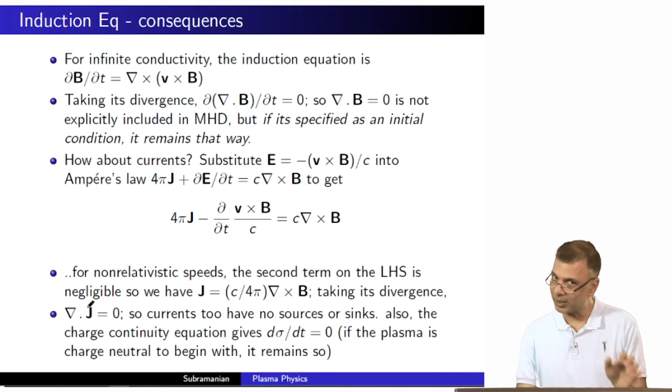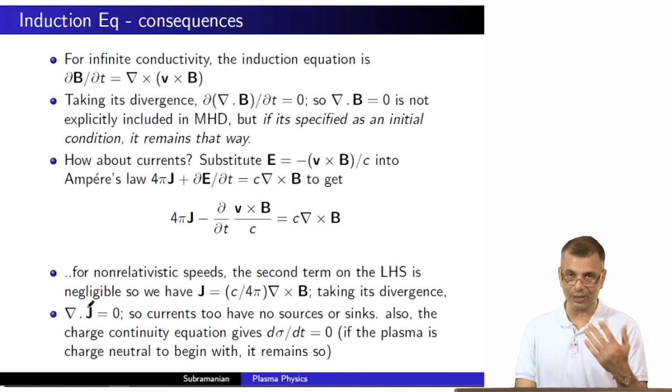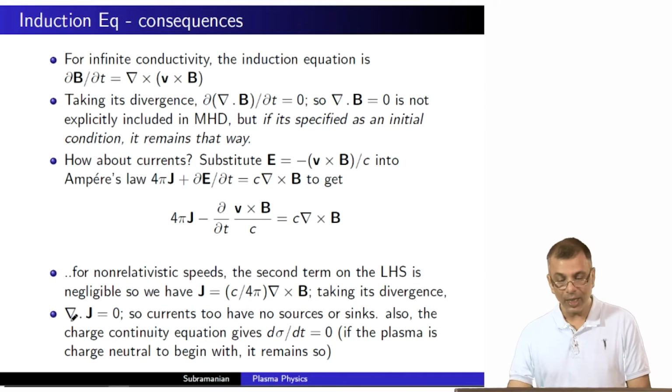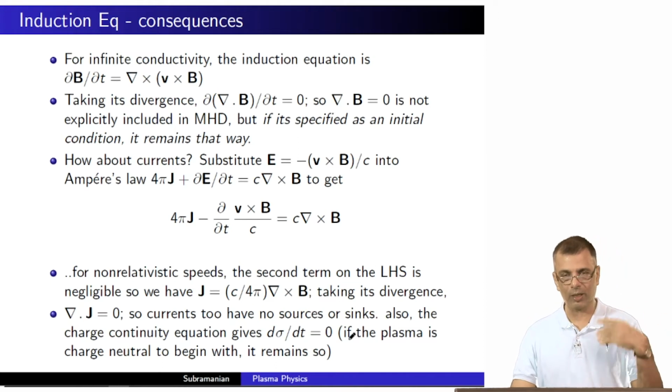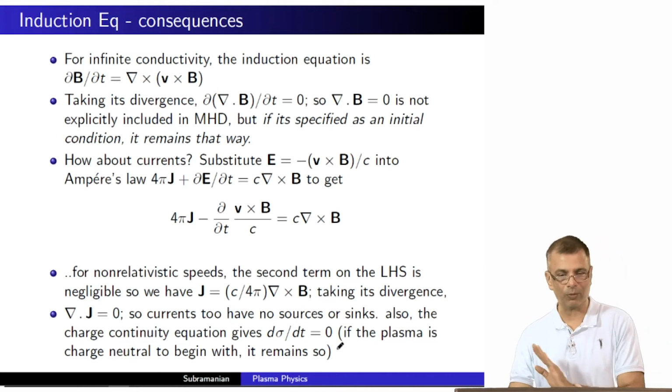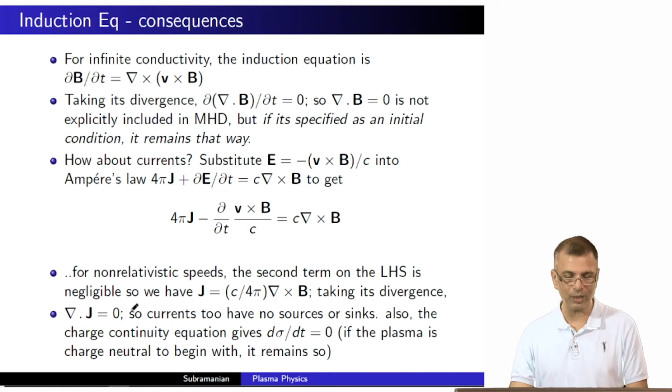Very, very strange, but these are things that you'll need to get used to. And what is this? The fact that divergence of J is equal to 0, what's that telling you? It is telling you that if the plasma is charge neutral from an early time, it remains that way. MHD ensures that it will never acquire any charge. Okay, it is somewhat like this.